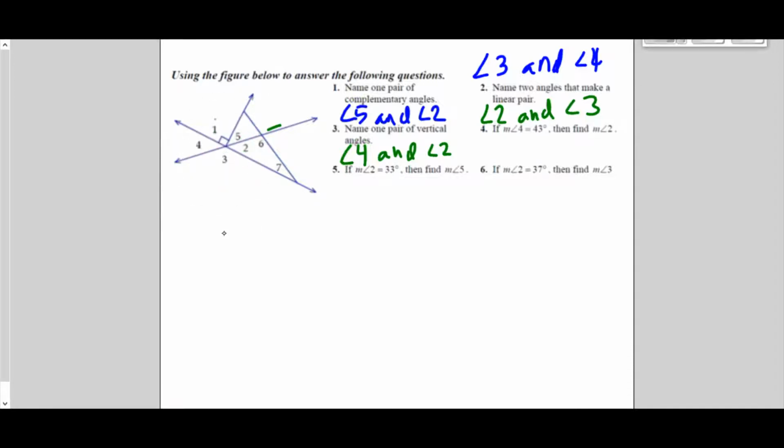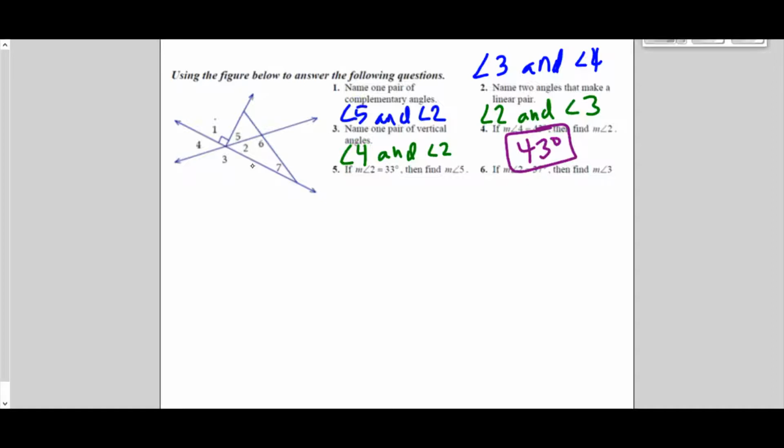Number 4. Now let's use what we know to find some angle measures. If the measure of angle 4 is 43 degrees, then find the measure of angle 2. So we want this measure. Let's look at the relationships that we identified earlier. Which of those relates 4 and 2 together? In number 3, 4 and 2 are vertical angles. Vertical angles are congruent, meaning they have the same measure. So I'm going to write 43 degrees for that one.